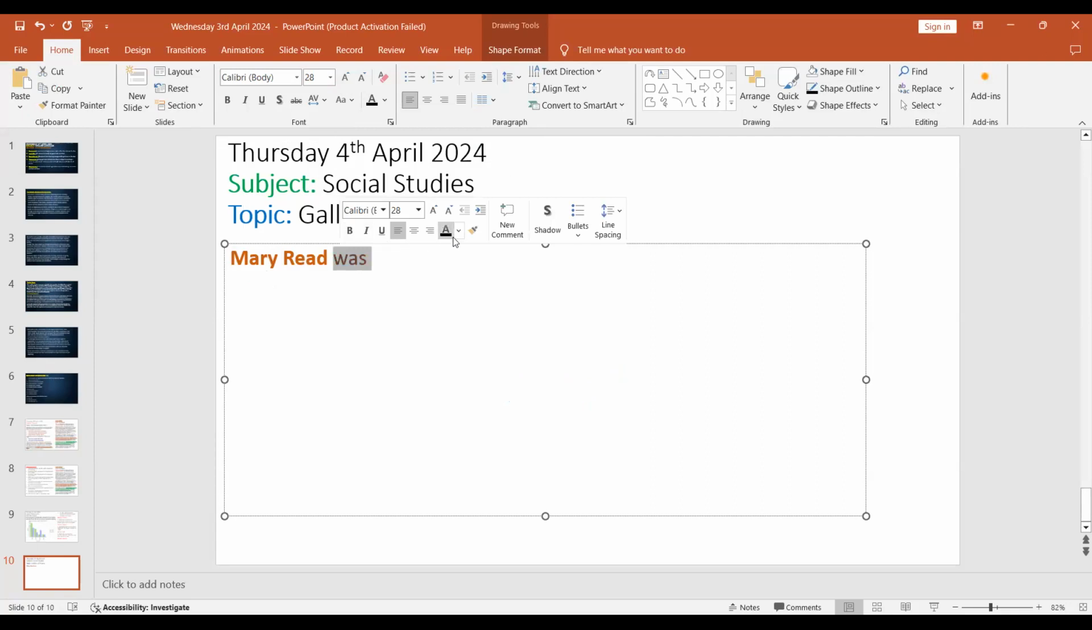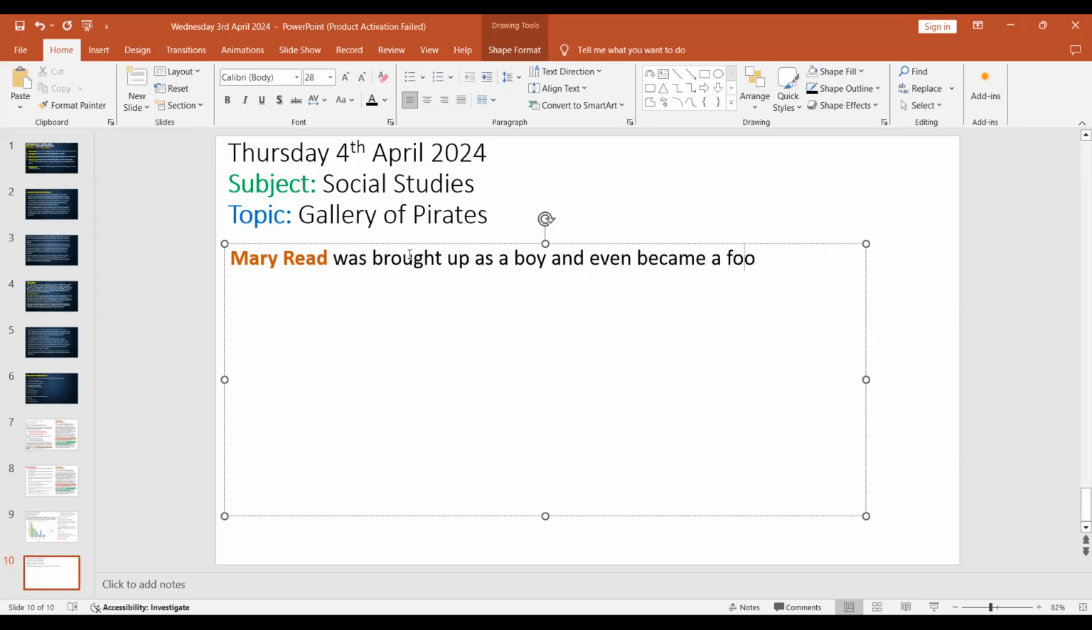So Mary Read, according to this information, was brought up as a boy and even became a footboy for a French lady. What's a footboy? Maybe I don't know exactly. Let me look it up. I think it may be someone who works out in the back, like a shoe cleaner? Yeah, cleaning shoes and stuff like that.